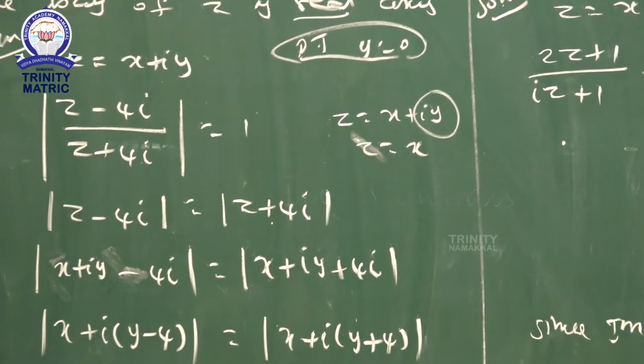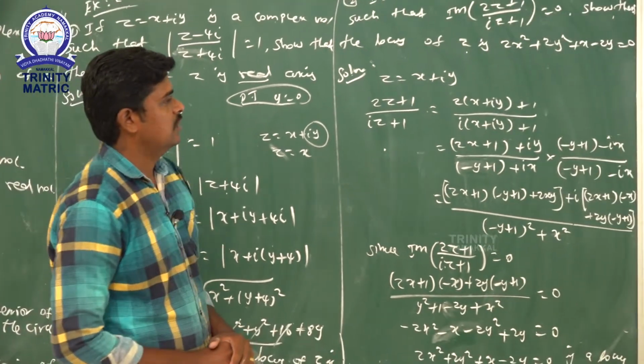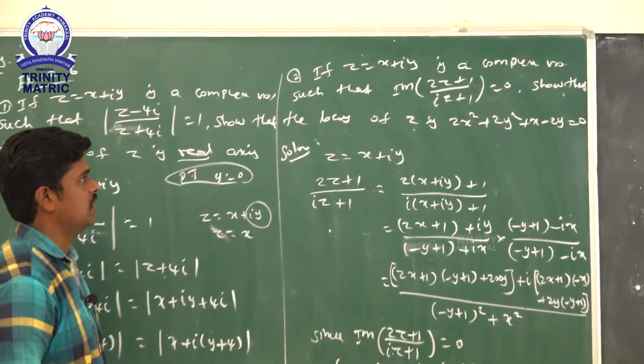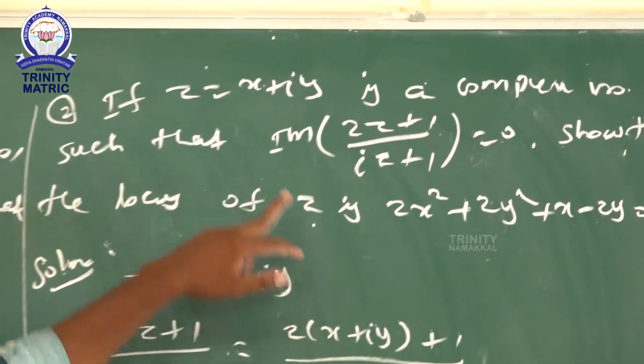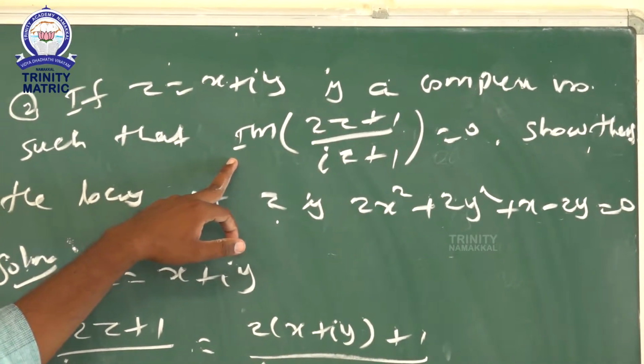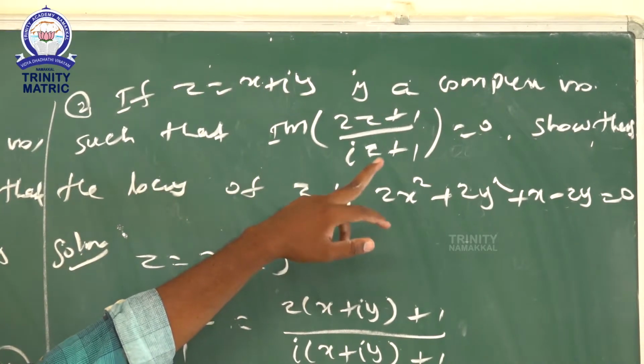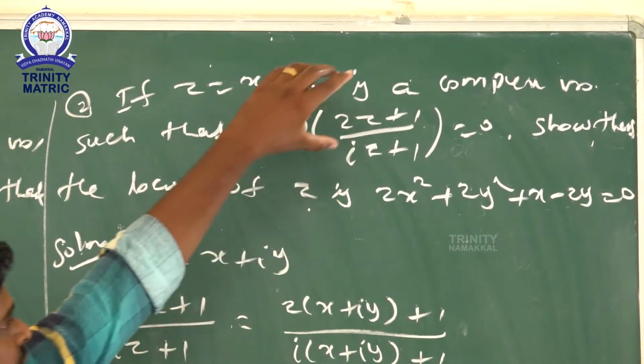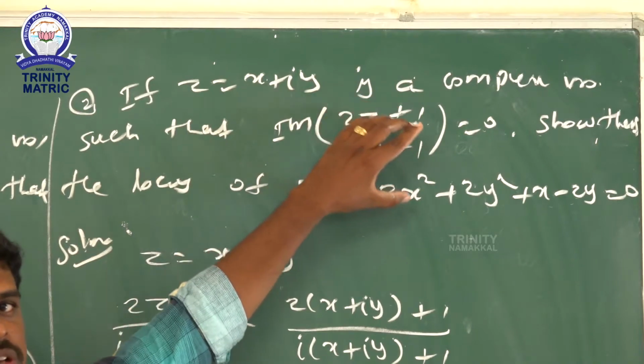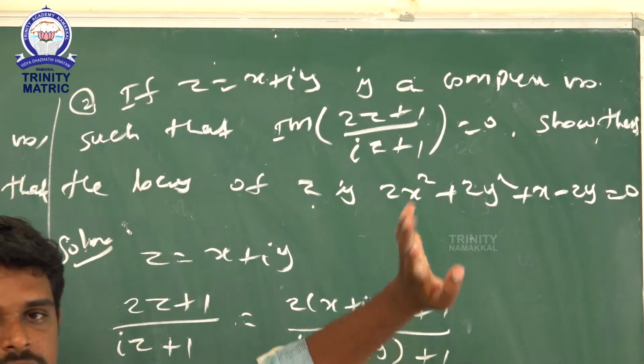Okay. Next, go to the second sum. If z equal to x plus iy is a complex number such that the imaginary part of 2z plus 1 by iz plus 1 is equal to 0. So we only need to collect the imaginary part of this term and equate it to 0. This is the locus of z.